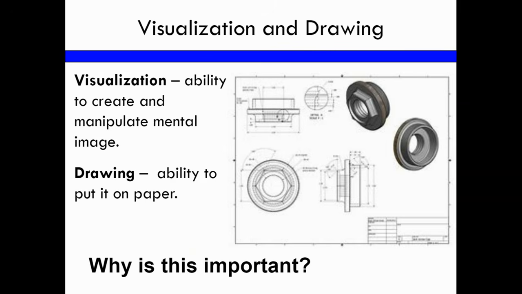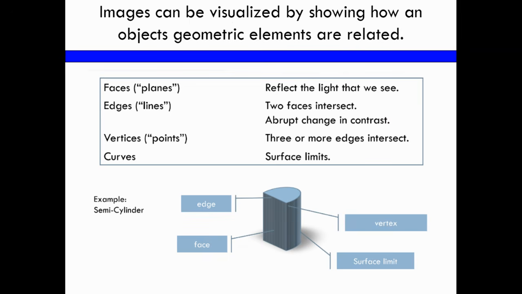So to start off, whenever we're talking about any of these types of drawings, you have to visualize and draw. Visualization is your ability to create and manipulate mental images. So have a mental image in your mind about what you want to draw. And then drawing is the ability to put it on paper. So why is this important?